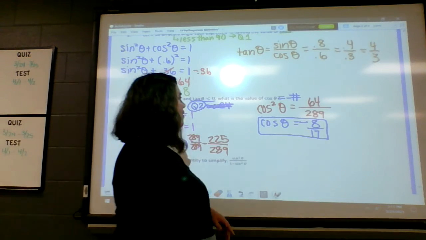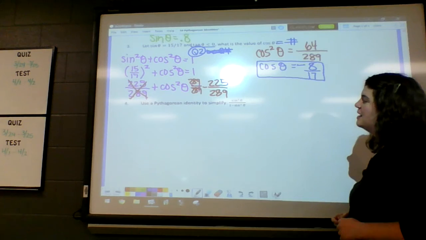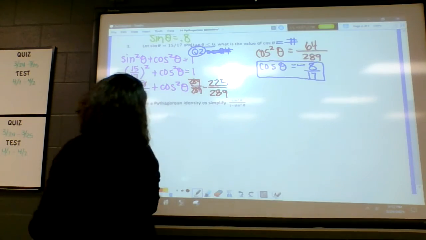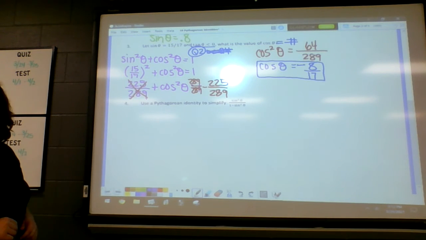All right, one more we're going to talk about. It says use the Pythagorean identity to simplify sine squared of theta over 1 minus sine squared of theta.